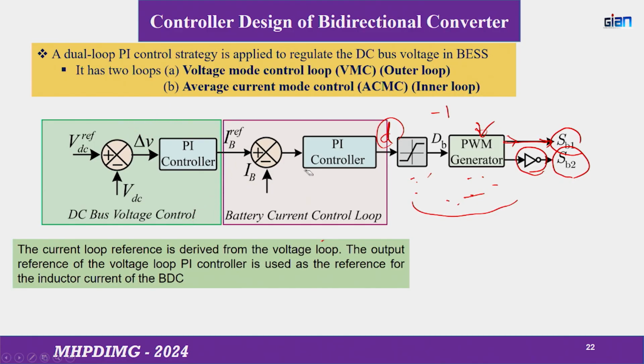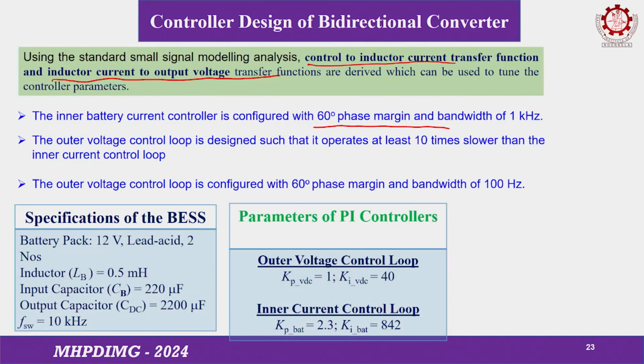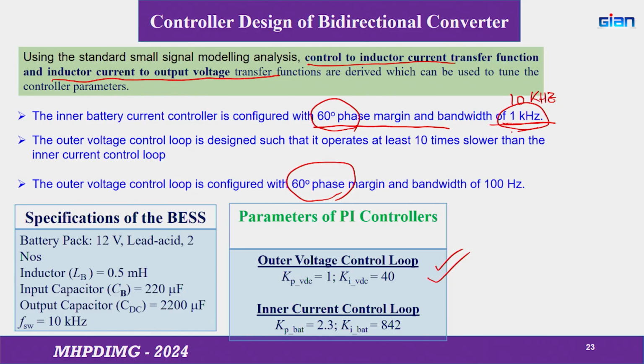So, first we will find the bandwidth of the current loop and the corresponding PI values. Then we will design the PI values for the outer voltage loop. The phase margin for both loops is fixed to 60 degrees to have a stable operation, and as the switching frequency is taken as 10 kilohertz, the bandwidth of the current loop is 1/10 of it. So we are fixing the bandwidth of the current control loop, which is faster than the voltage control loop, to 1 kilohertz.